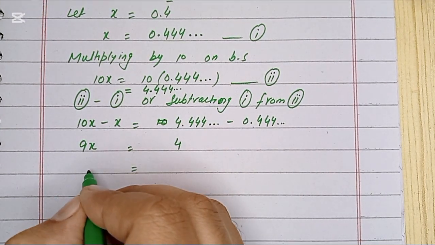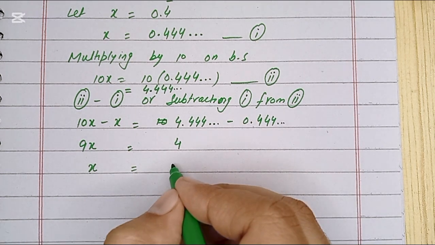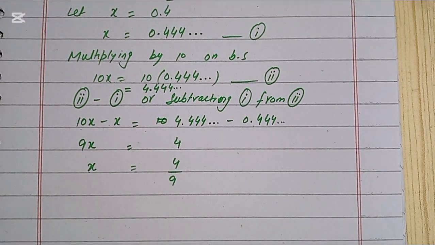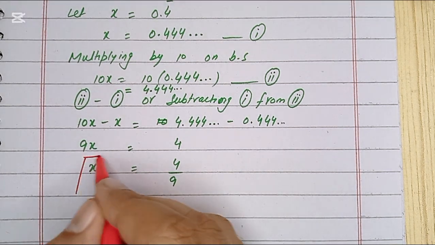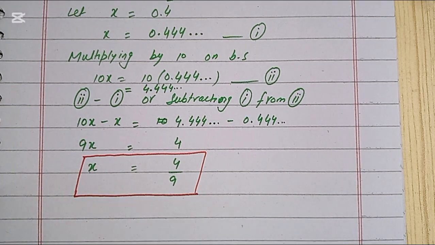Now that 9, which is multiplying x on the left hand side, will be divided on the right hand side from 4. So x equals 4 over 9. This is the rational expression of the given number 0.444.